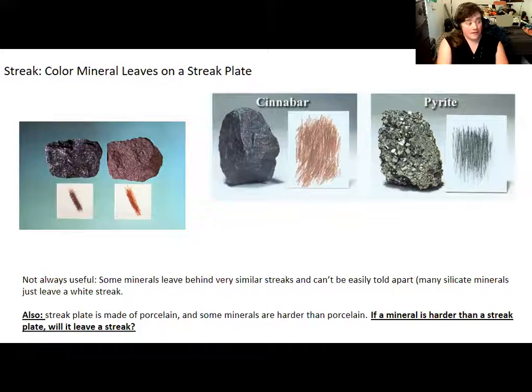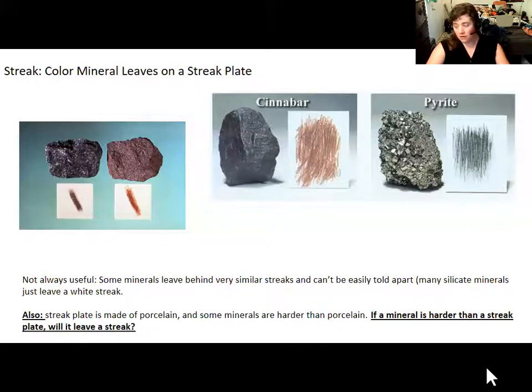But not all minerals leave a distinct streak. So streak is not always going to be all that useful. A lot of the igneous rock forming minerals simply leave behind a white or colorless streak. And also, the streak plate itself is softer than some minerals. Some minerals are actually harder than the porcelain streak plate itself, and if you crush the mineral into it, it will cause the porcelain streak plate to break up, not the mineral itself. So that's the thing to consider. Only some minerals leave a distinct streak behind.